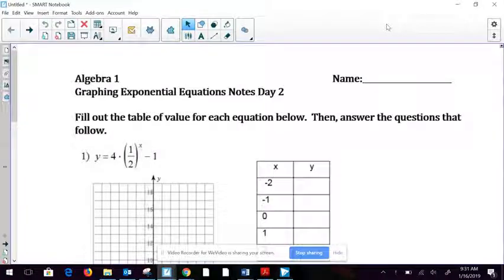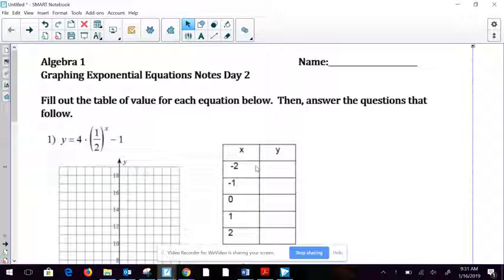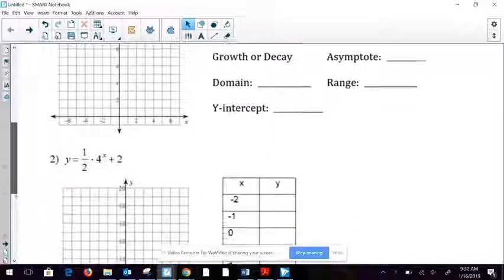Hi everybody, welcome back. Today we're going to still continue to look at the key attributes of exponential graphs, but we're going to add the step of graphing the equation first. All the tables that we're going to give you will already have the x values written in. If they're not written in, you can start by doing -2, -1, 0, 1, and 2. I actually want to skip the first problem and go straight to problem number 2. So let's look at number 2 in your notes.